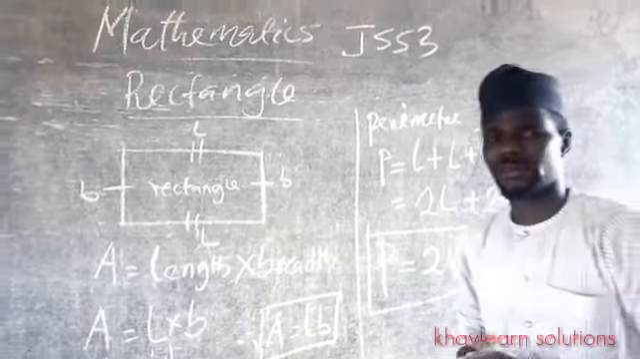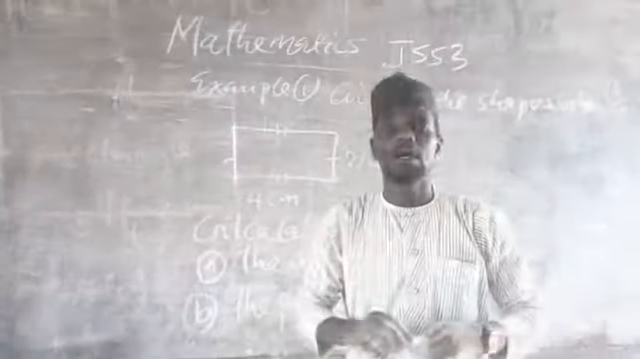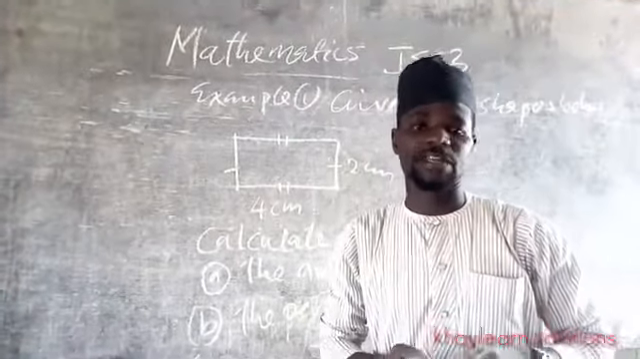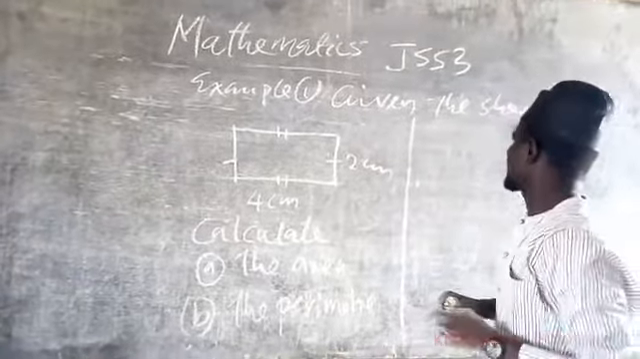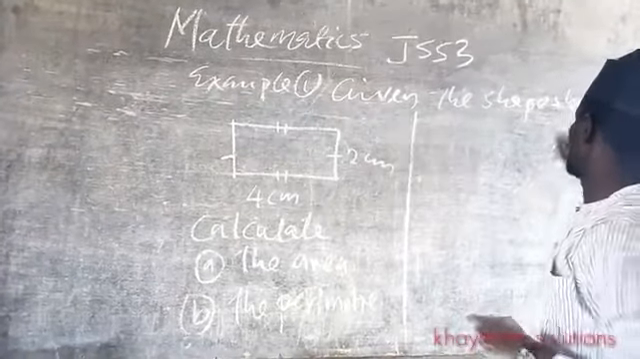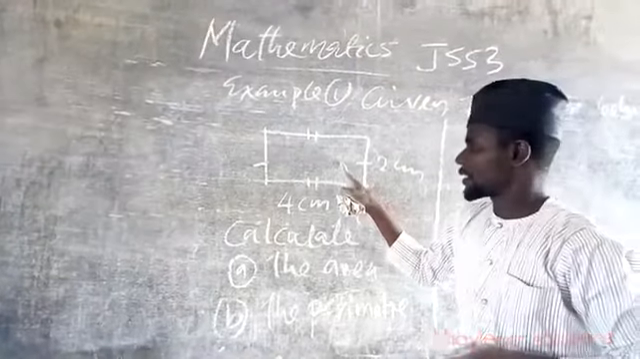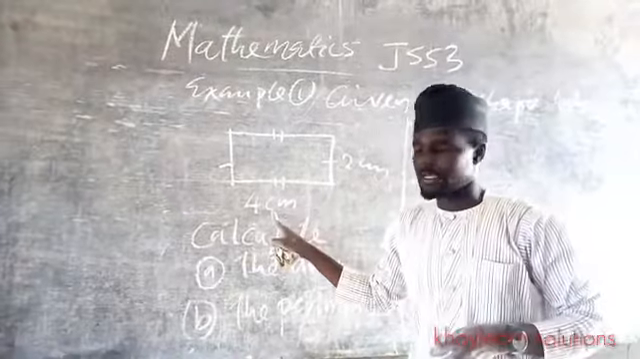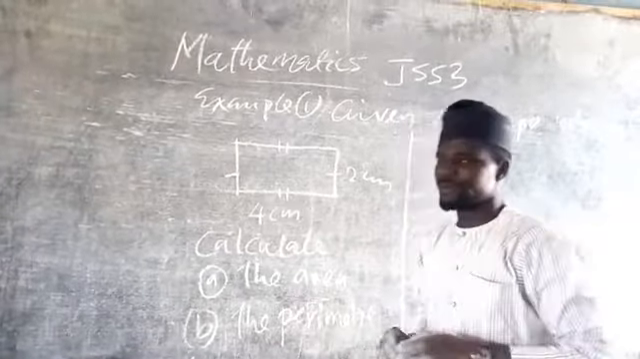Let's see how we can find some examples. Stay focused and stay with me, you are my friends. Thank you. Just like I promised, we're going to have one, two, or three examples under this rectangle. For the first one, given the shape below, we have 2 centimeters in the breadth and 4 centimeters in the length. We're asked to calculate A, the area, and B, the perimeter.